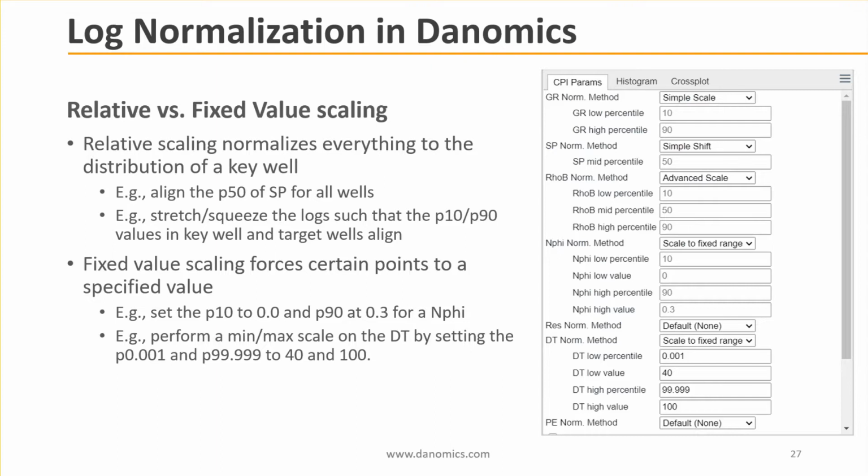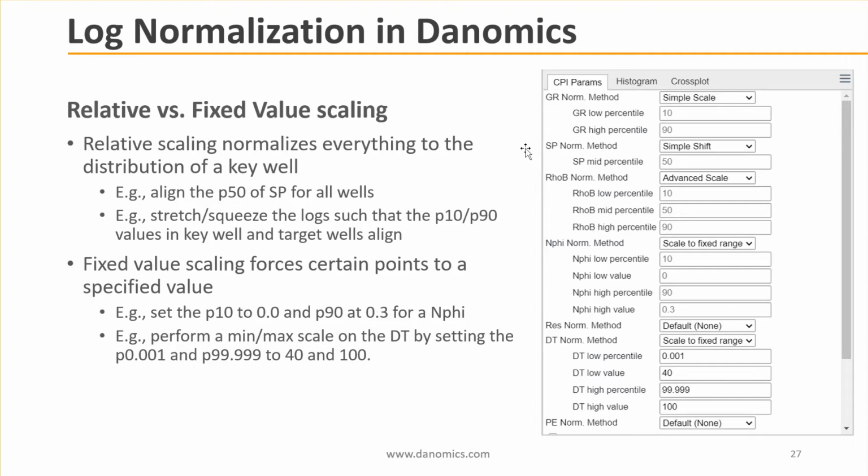So the second part of this, log normalization, we offer both relative and fixed value scaling. The relative scaling normalizes everything relative to some key well. So for example, you can align the P50 of the SP for all the wells. You can stretch and squeeze all the logs, such as the P10 and the P90 in the key well, and all the target wells align.